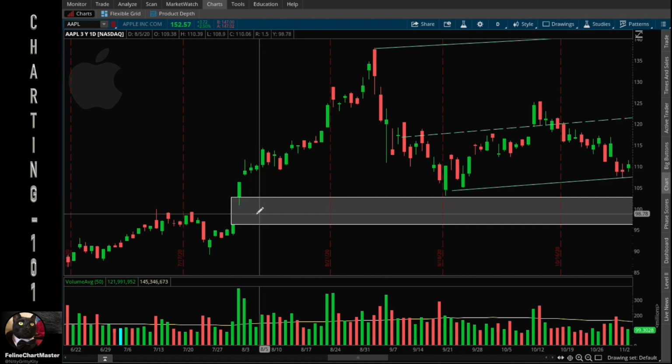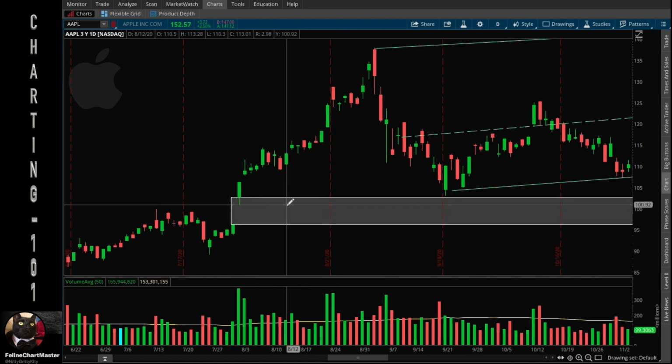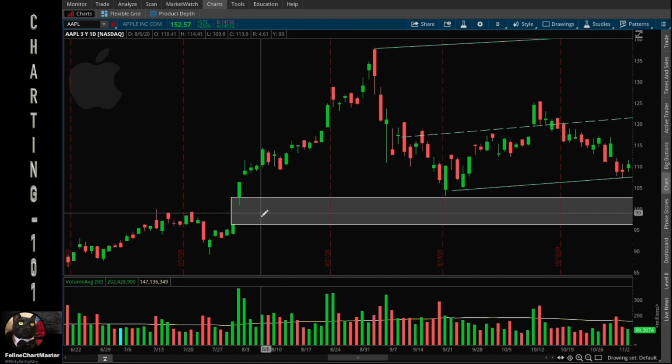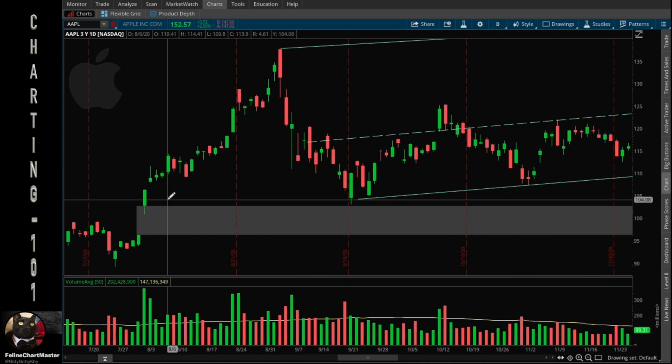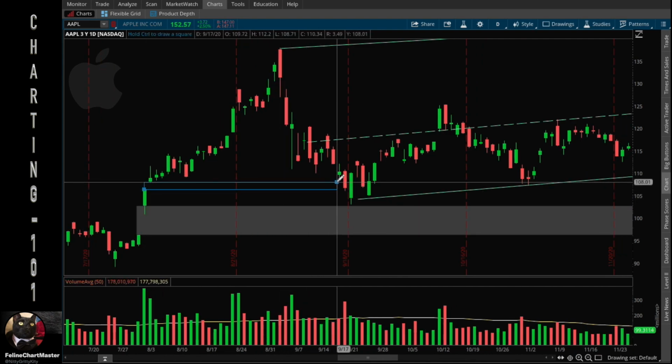So don't think of gaps as empty space. Think of it as the opposite. They're like black holes of volume. They're areas of such high volume that they're going to act as support, they're going to act as resistance. So you can see here, there's actually a second gap up there the next day, which you can sometimes see happening when there's such a huge gap up the first day.